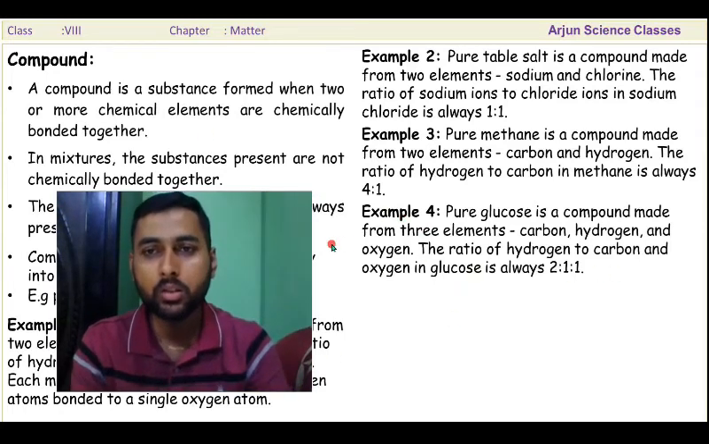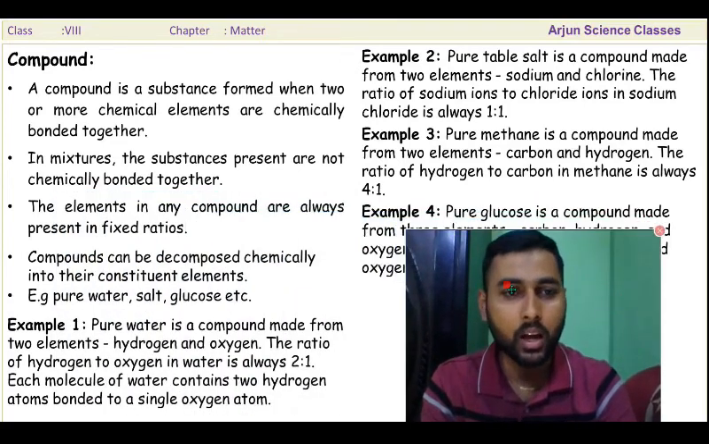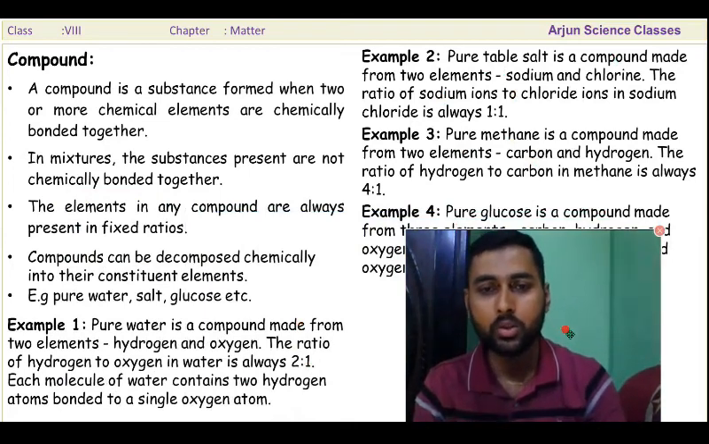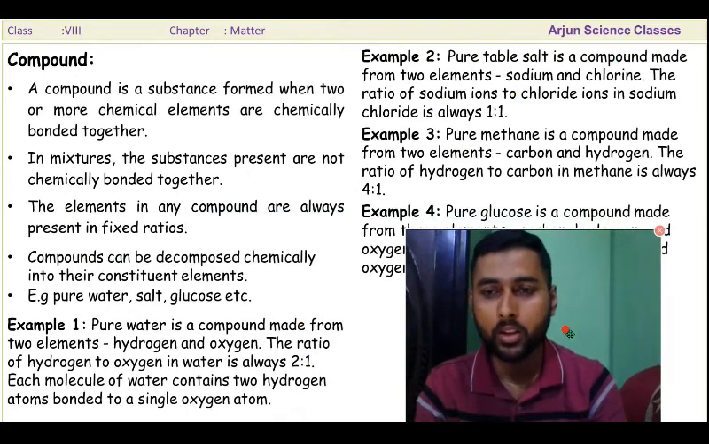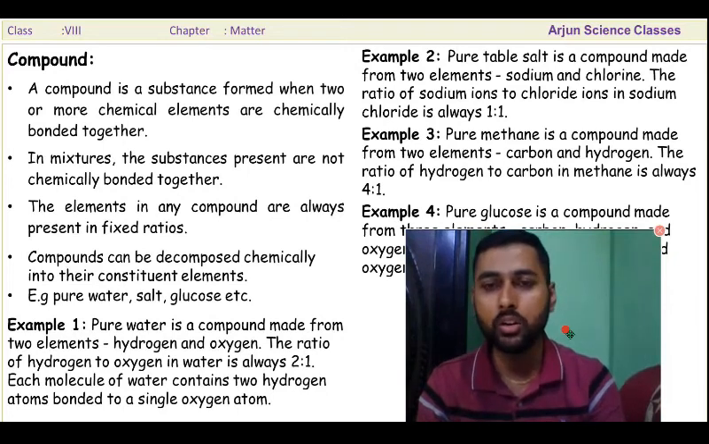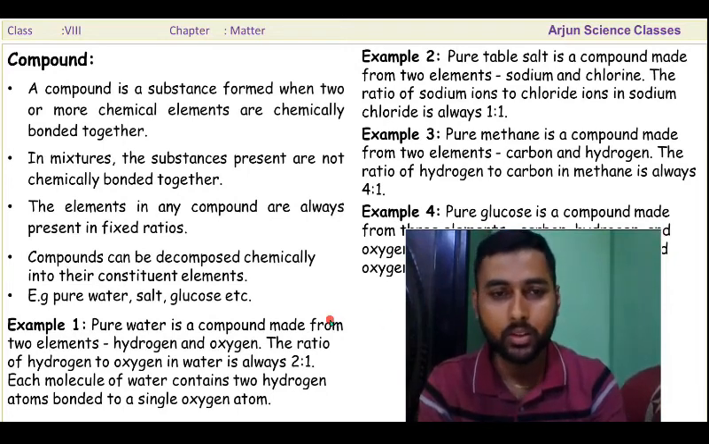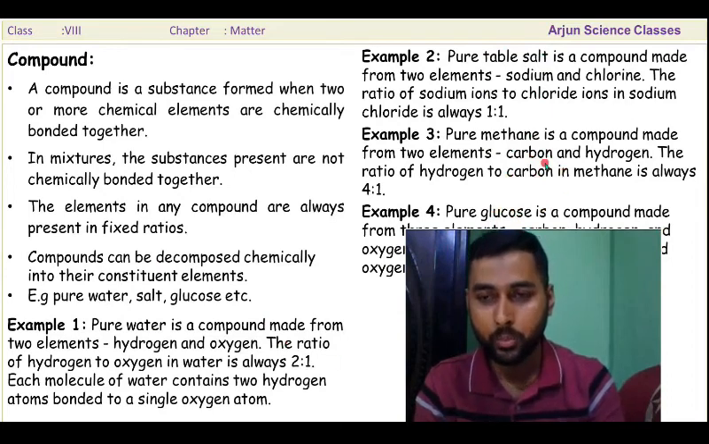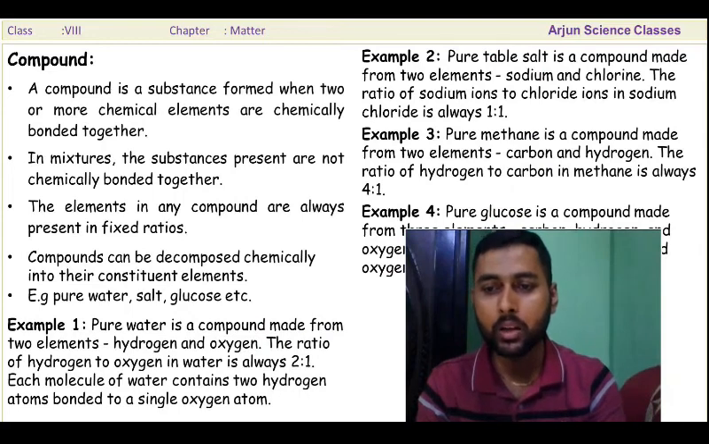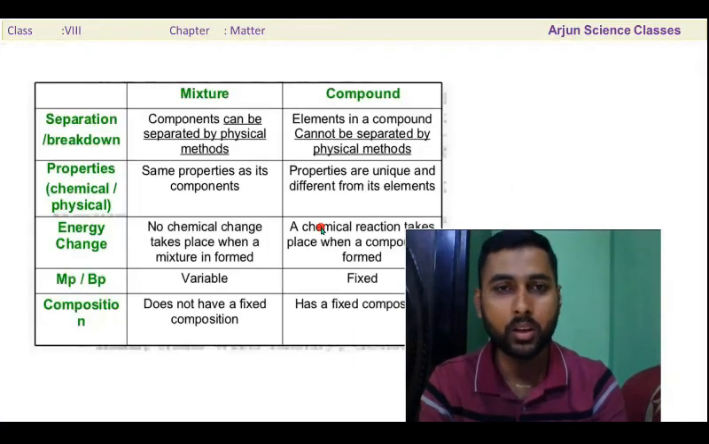Water, glucose, methane, salt, these are all compounds because they are all formed by the combination of two or more elements in a fixed ratio, not in a random ratio, and these elements are chemically bonded.